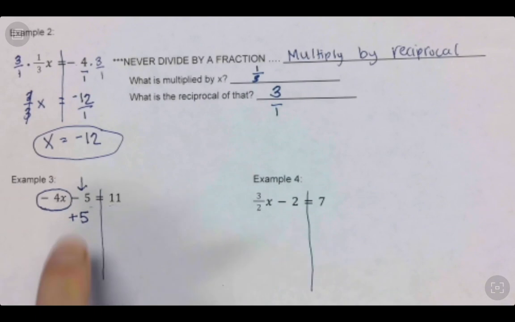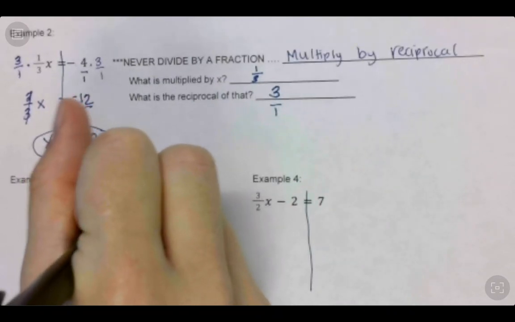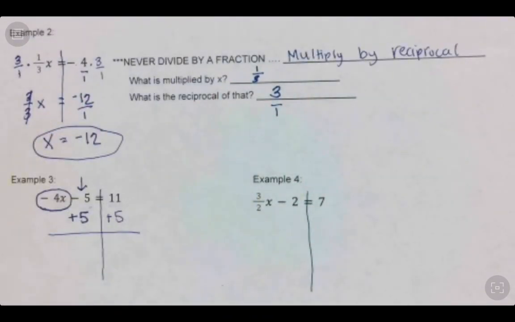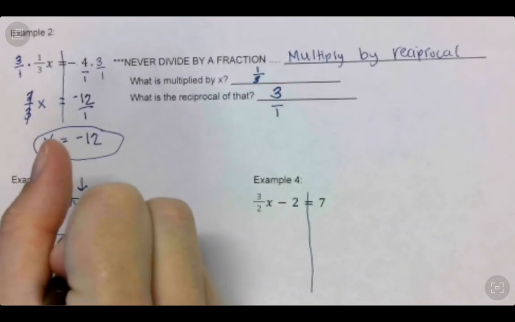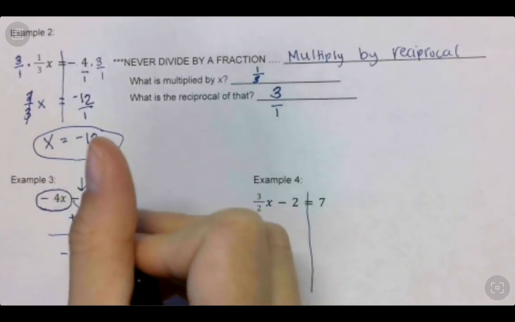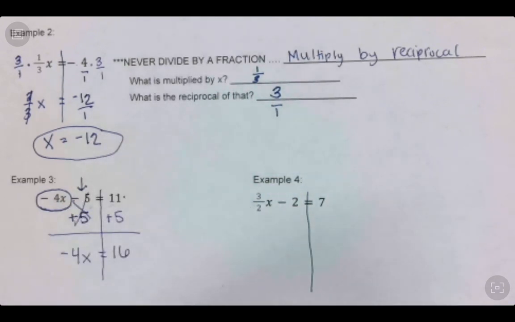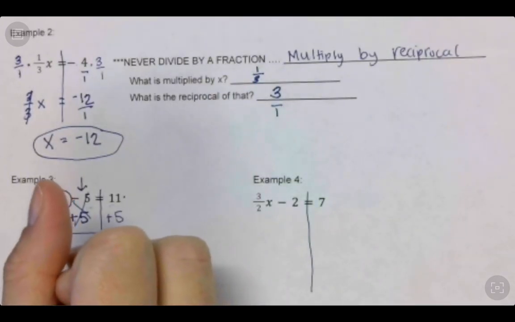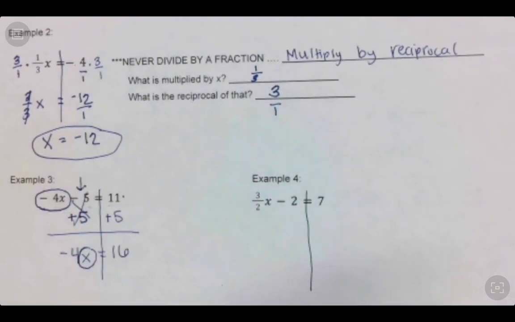The reason I have this line is I know that it needs to go here, which takes care of that side. But what I do to one side, I have to do to the other. That is now gone, leaving me with -4x equals 11 plus 5, which is 16. If I circle it, I get the whole thing. That's not helpful, so I'm going to circle this.